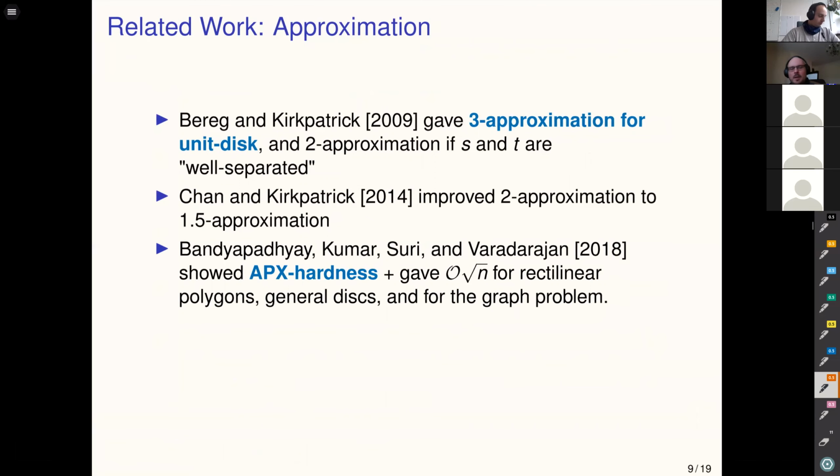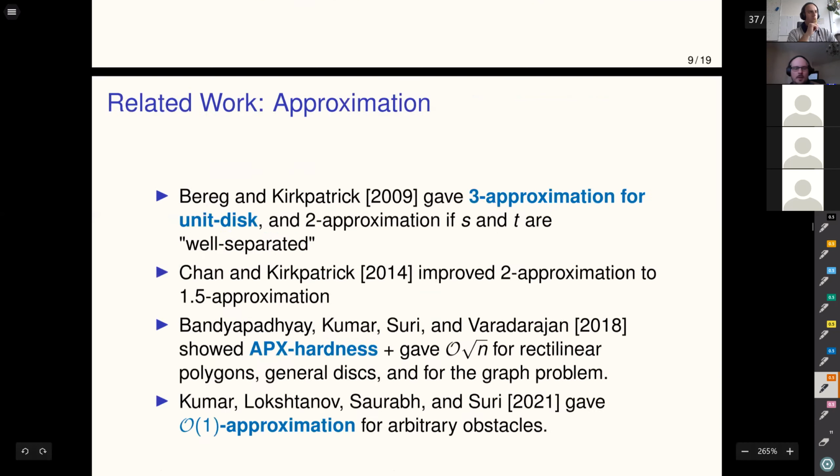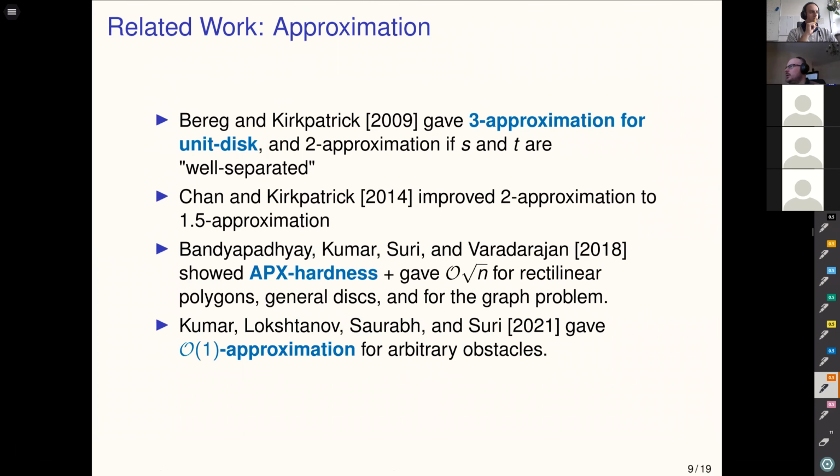Adyapahai et al. gave APX hardness for the problem and some O of square root of N approximation for some settings like rectilinear polygons, general disks, and also for the general graph problem. And very recently, this year at SODA, Kumar et al. gave a constant factor approximation for the graph problem. But I think they didn't actually specify what the constant is, and it is still open to get some reasonable one, but the algorithm gives some constant.